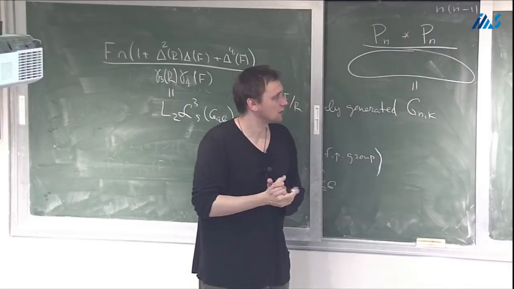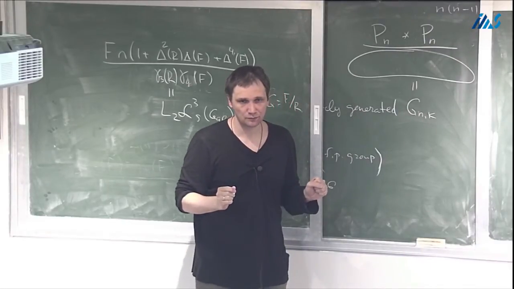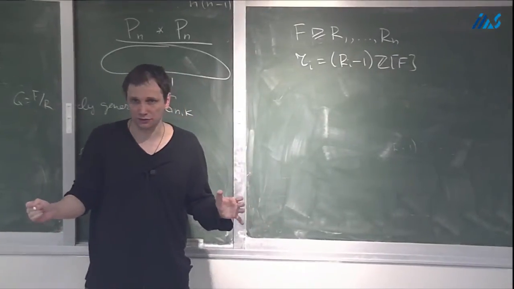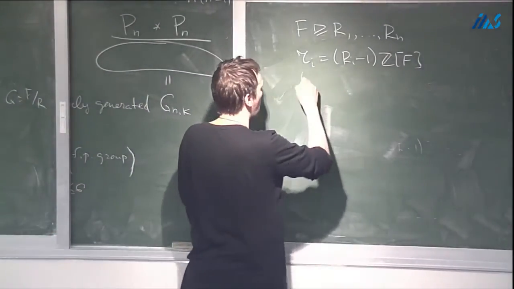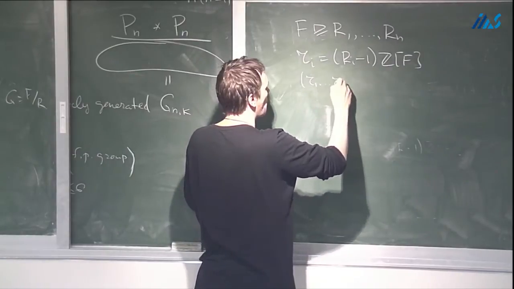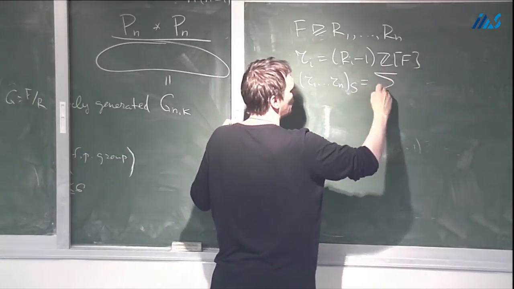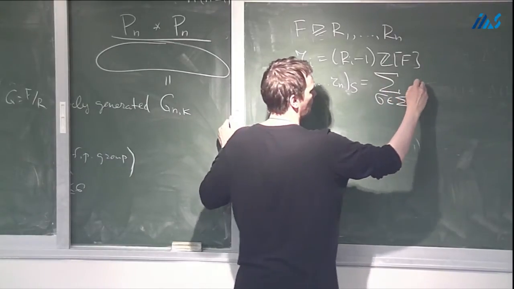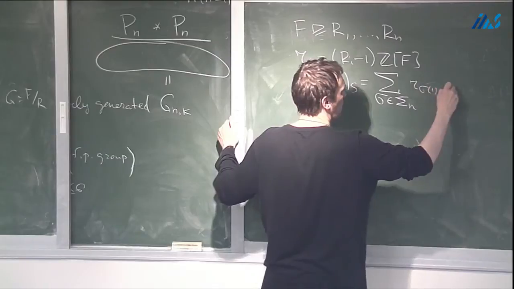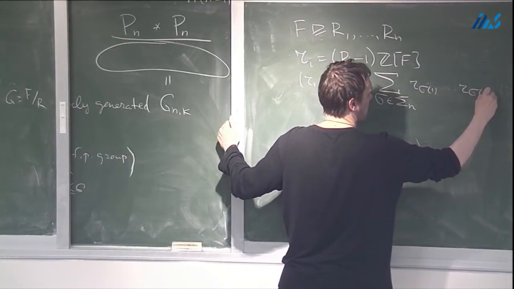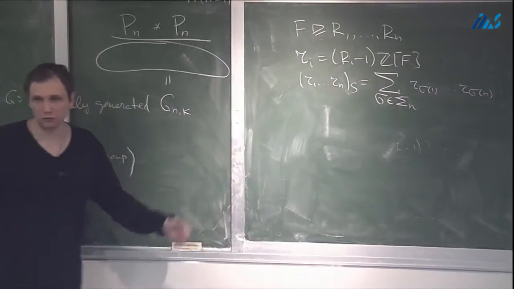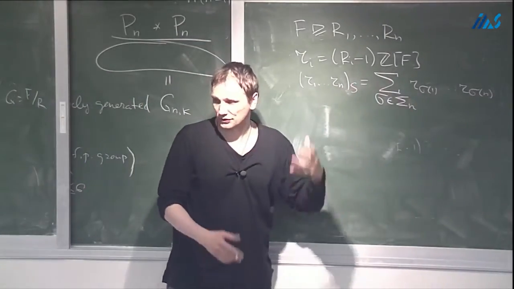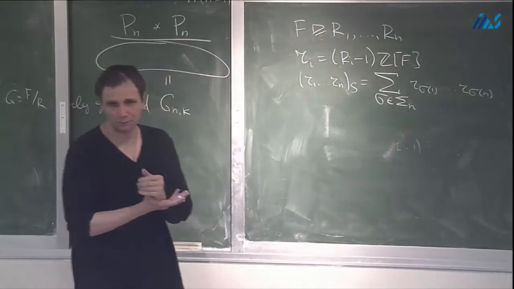Right? Ideals in group ring. Now, take a symmetric product of these ideals. It means sum over all permutations of products of these ideals. Our group is non-commutative, so we must take all possible products of them.